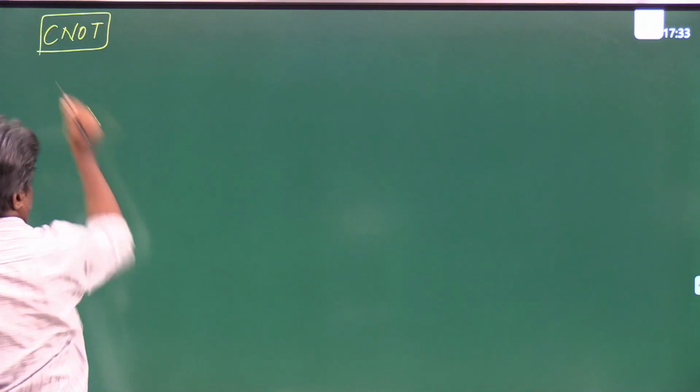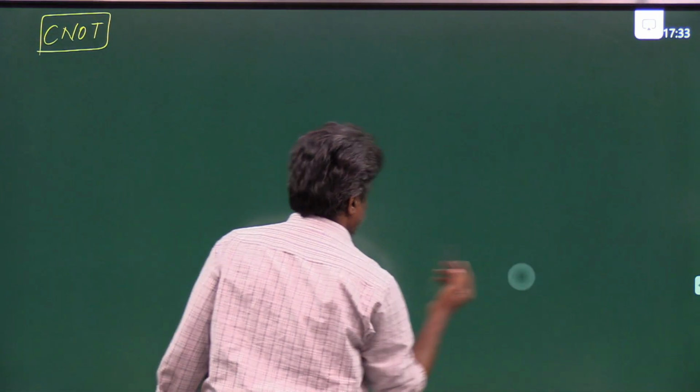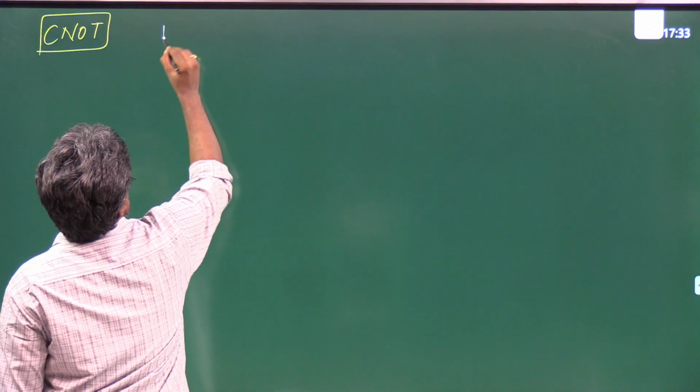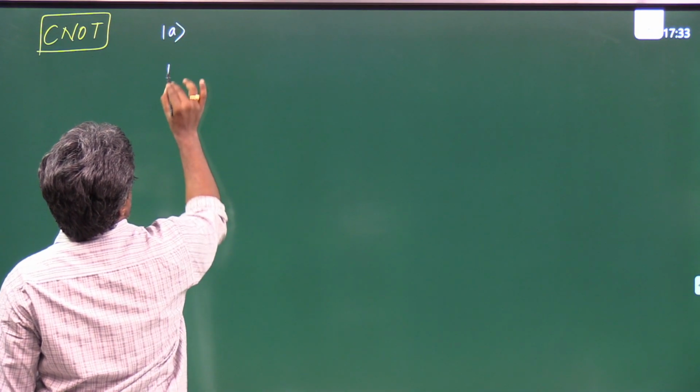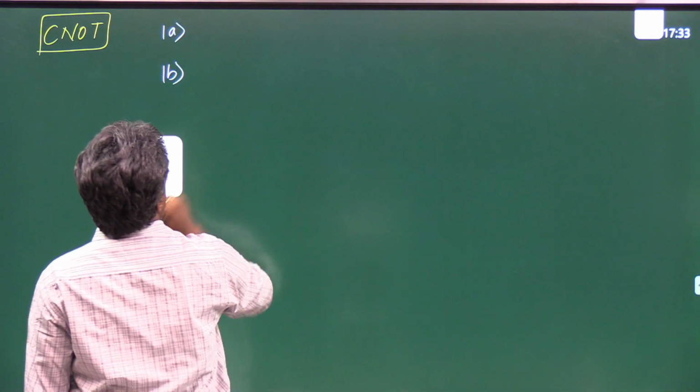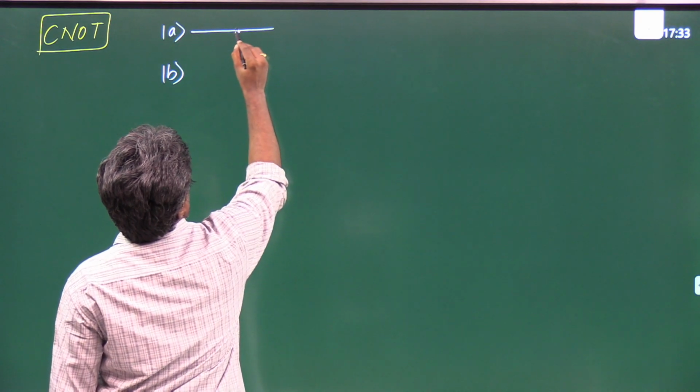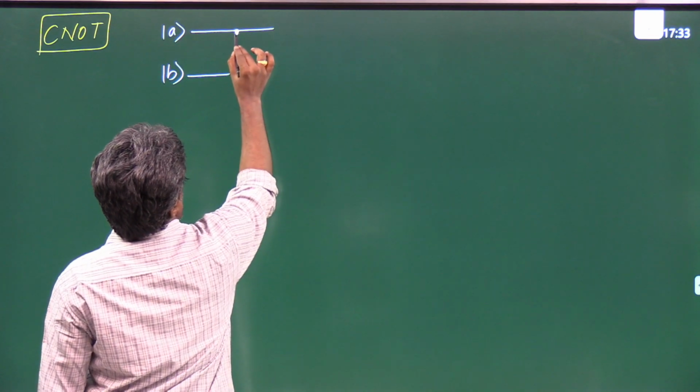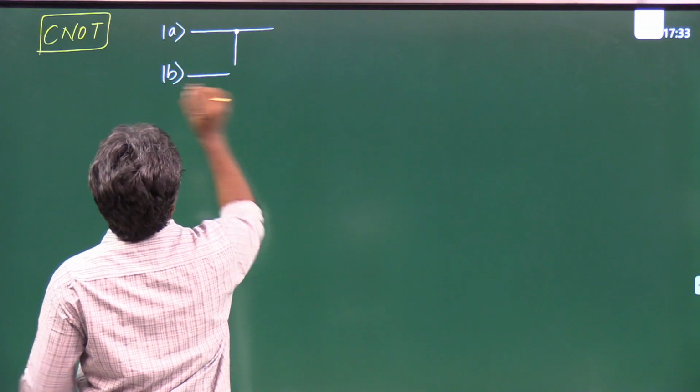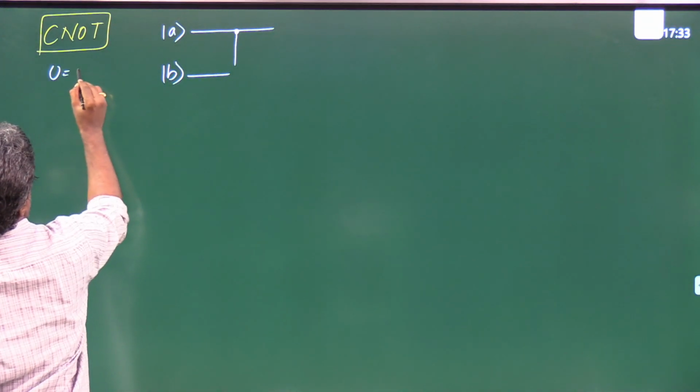Now, what is this CNOT gate? Once again, what are textbooks saying? Listen everyone. Here we have two qubits, A and B. So this is A, and here we have this CNOT. CNOT means U is equal to what?